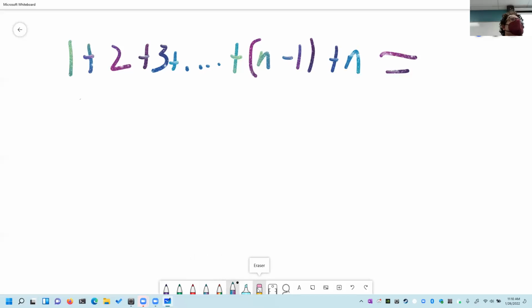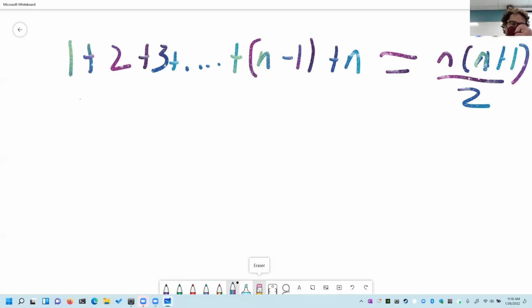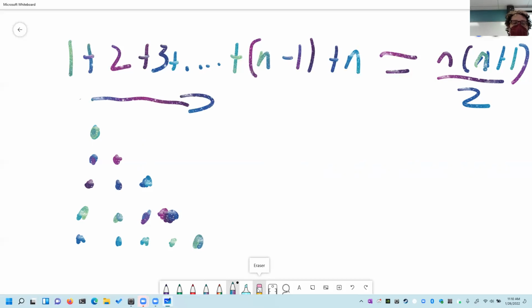So n times n plus 1 over 2, right? And now let me just draw that out. 1 plus 2. I'm just moving the dots a bit to make a different triangle. 3, 4, and now 5. And then repeat ad infinitum in this direction and this direction.